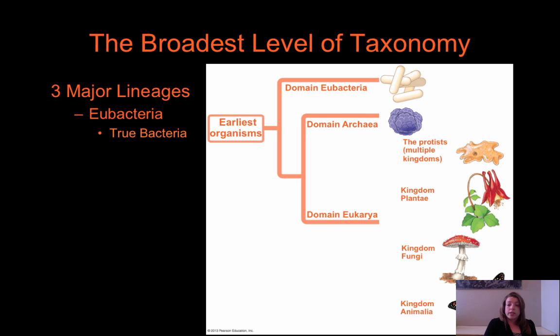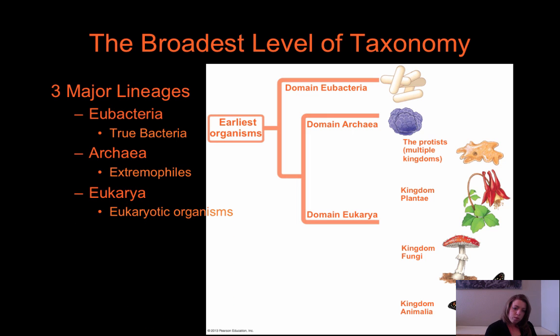We have the eubacteria, which are the true bacteria up here, and we've talked about the eubacteria and how prolific they are. We have domain archaea, which are the extremophiles that we discussed, those that like to live in extremely hot or extremely salty places, or even in your intestines where there's no oxygen and they're just happy, hunky-dory down there. And then the one we'll be focusing on for the rest of the semester is domain eukarya. These are the eukaryotic organisms, or those that have a true nucleus in all of their cells.